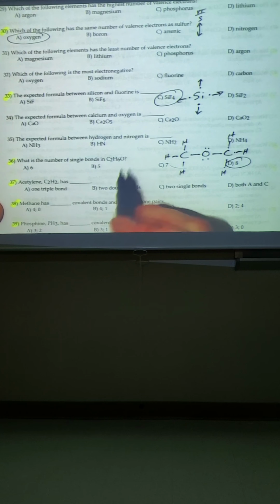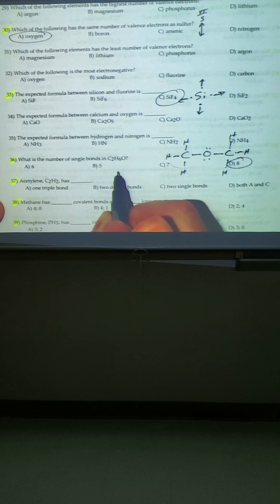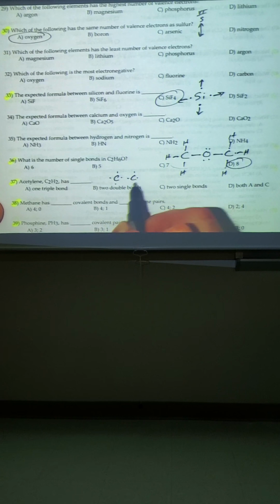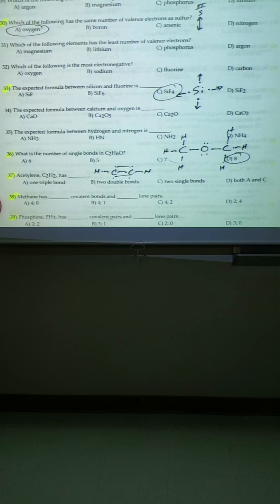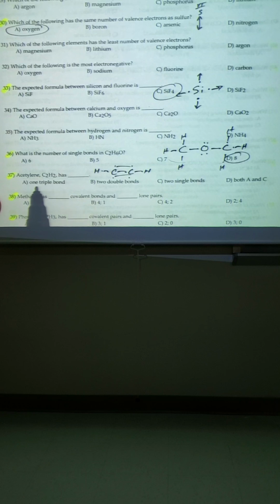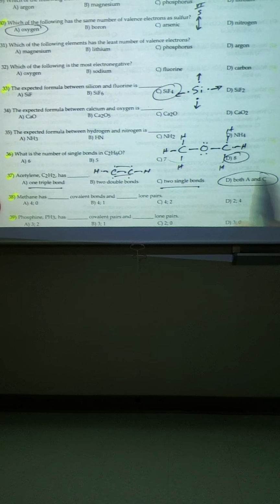Acetylene, this one was in the notes. Acetylene, carbon has 4, carbon has 4. Hydrogen never in the middle because it can only share once. Connect, connect, connect, connect, connect. So this was one of our examples in our notes for a triple bond, but it also has single bonds. So triple bond here, single bonds there, A and C.